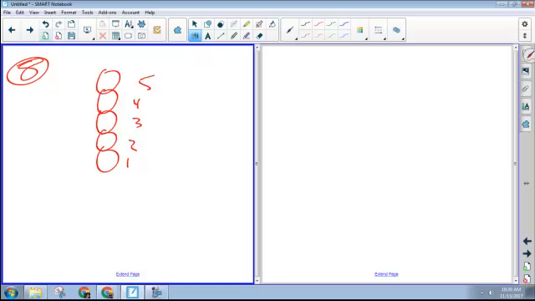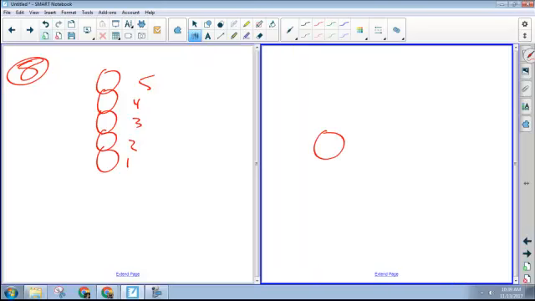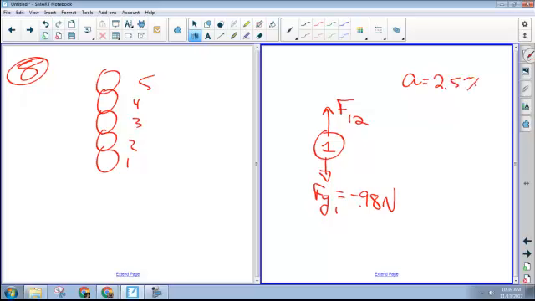First one. Number 1, right? Because there are only 2 forces on link number 1. So here's link number 1. There's the force on link 1 from link number 2, and then the force of gravity on link number 1, right? So that force of gravity is 0.1 times 9.8, so negative 0.98 newtons. Am I going too quick? All right. And we know the acceleration is 2.5 meters per second squared.